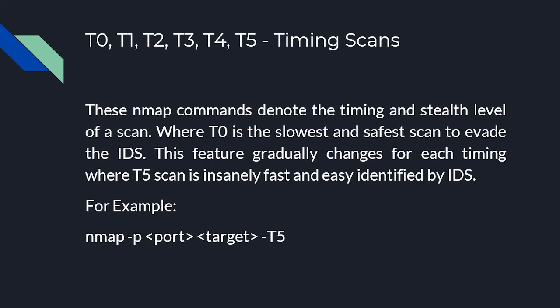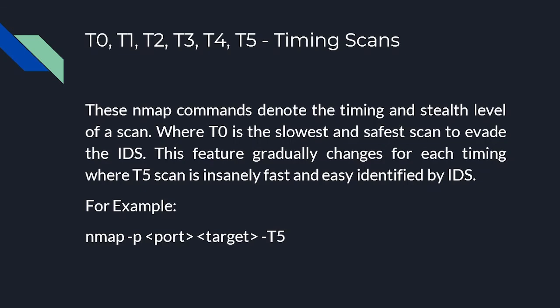You can see the range of numbers which starts from T0 to T5. These nmap options denote the timing and the stealth level of a scan. T0 is the slowest, but it is one of the safest ways to scan your target, evading the IDS, firewalls or any type of packet filters.